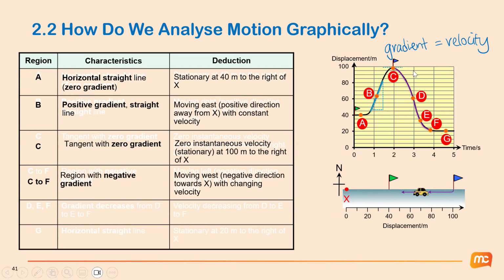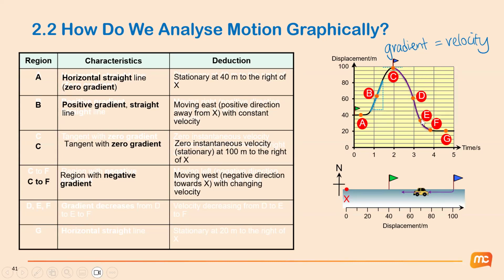Then let's zoom into the region of DEF. In the region of DEF, you can see that other than the gradient being negative, meaning I'm moving backwards, the gradient of the line is not constant. It's not a straight line. It's actually a curve. And the gradient is getting more and more gentle. D is very steep, then followed by E, and then F is almost going to be flat, the gradient, the slope. So the gradient actually decreases.